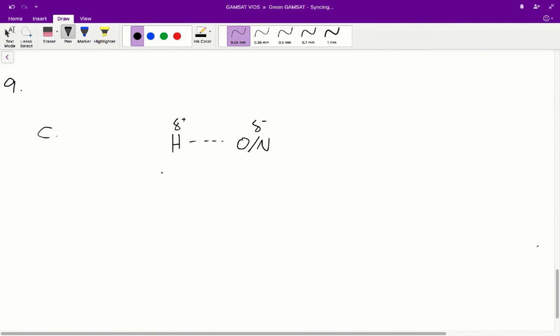And lastly, let's rule out D. The type of atom in the other part of the molecule to which the hydrogen atom is attached. Again, that is very important. The hydrogen needs to bond to an oxygen or nitrogen for it to be a hydrogen bond. If it's something else, it won't be a hydrogen bond. So therefore, C is the correct answer for question 9.